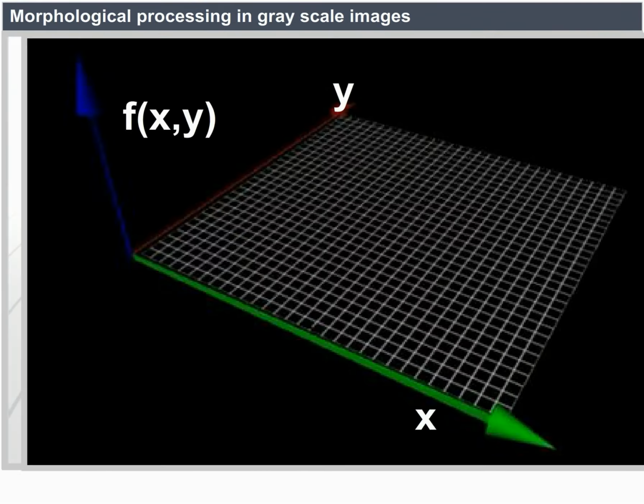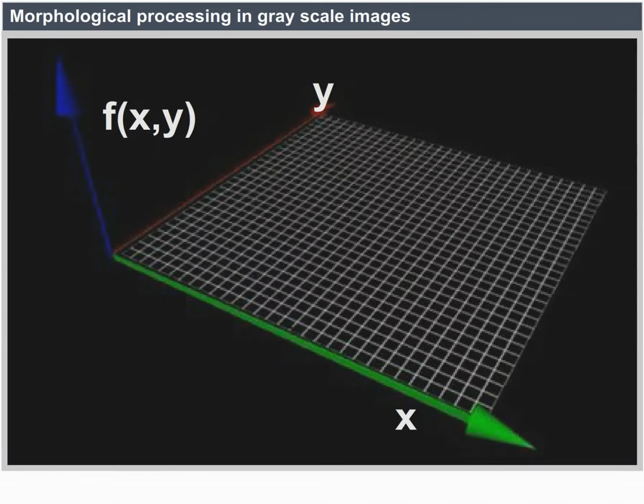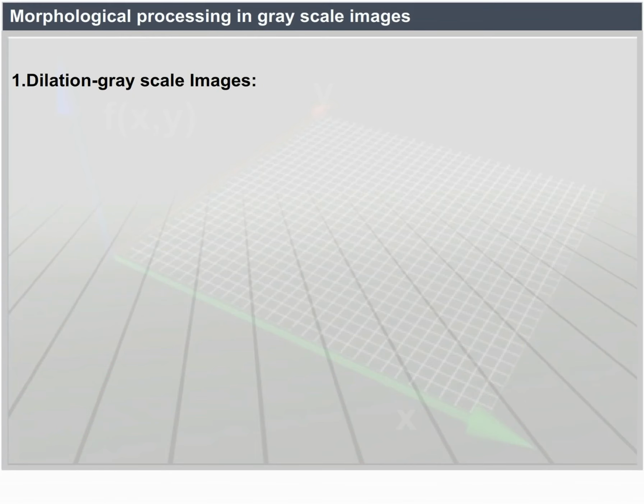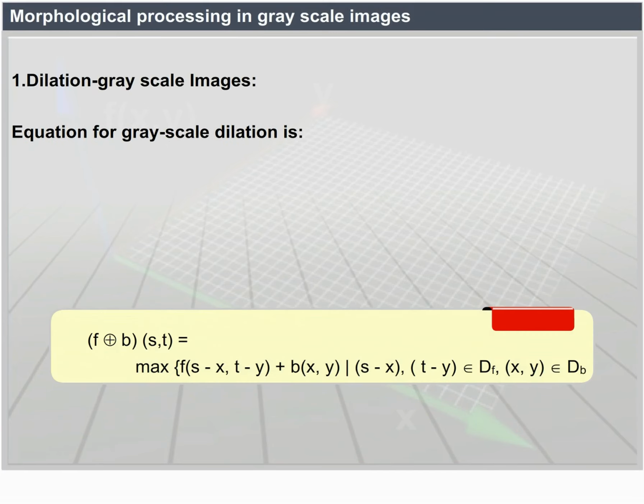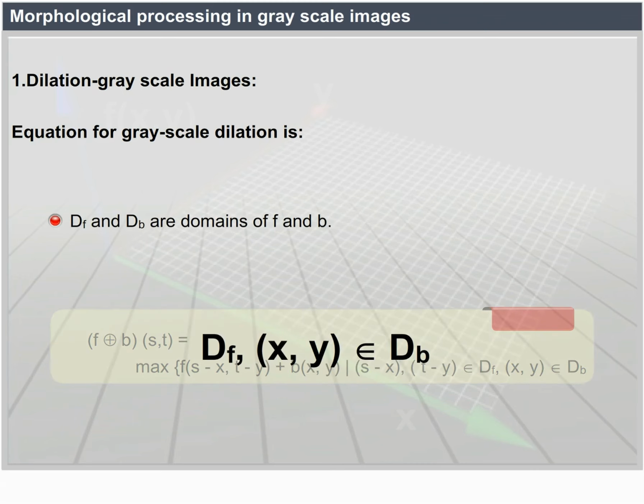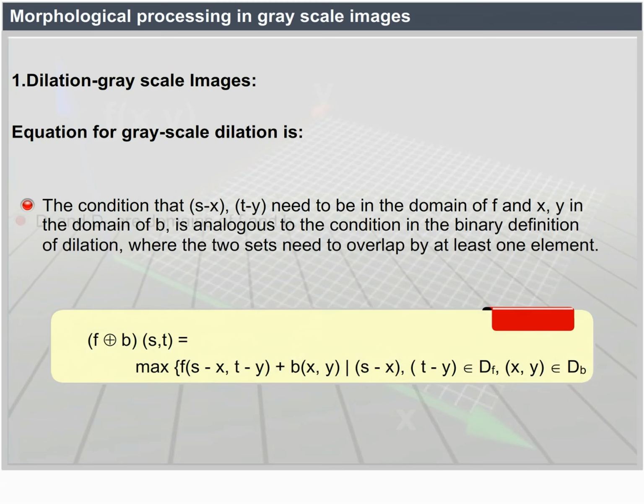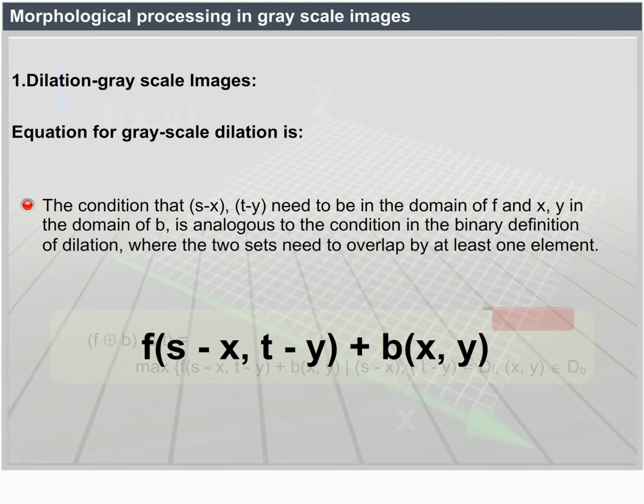Morphological processing in grayscale images. 1. Dilation, grayscale images. The equation for grayscale dilation is shown on the screen. d_f and d_b are the domains of f and b. The condition that s minus x, t minus y need to be in the domain of f and (x, y) in the domain of b is analogous to the condition in the binary definition of dilation, where the two sets need to overlap by at least one element.